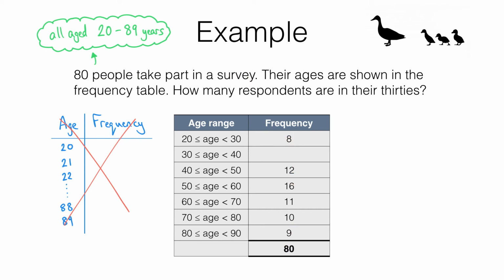So to find the missing number, we just have to work out what the frequencies that we're given do add up to. And if we add all of those up, we get 8 plus 12 plus 16 plus 11 plus 10 plus 9, and that comes to 66. To find the missing number then, we need to work out 80 minus 66, and that is 14. So there are 14 people in their 30s.